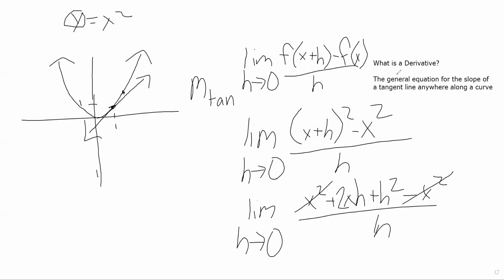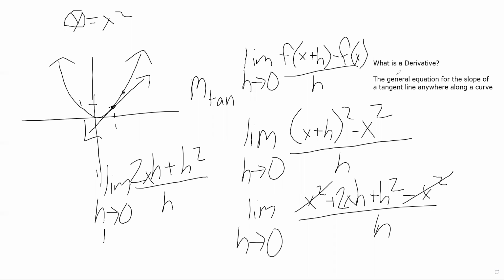So now we're left with 2xh plus h. Sorry, you know what? I did that myself. Limit as h approaches 0, 2xh plus h squared over h. Notice that all the terms in the top have an h in them. So I'm going to say limit as h approaches 0 for each step. You should make that your first priority. I'm going to pull out the h, 2x plus h all over h. You see that these two h's cancel out.